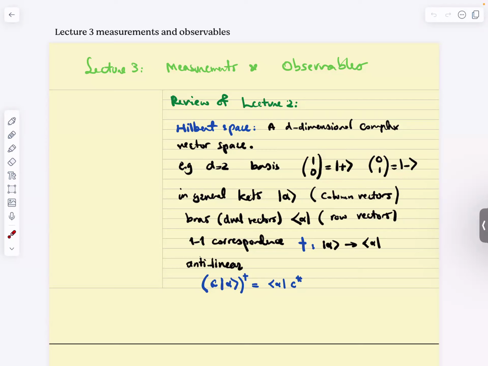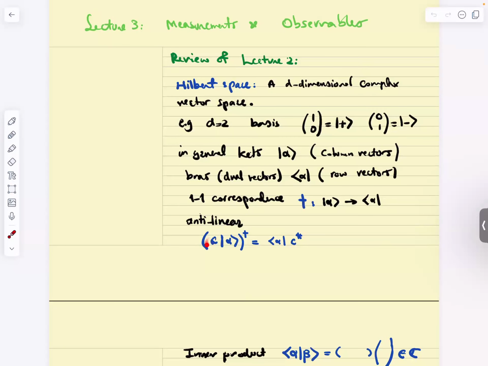So these are column vectors. In general, a general column vector, which is complex, we denote, for example, with ket alpha. Then the bras are the dual vectors. The dual vectors, we denote them this way. They are row vectors, right? There's a one-to-one correspondence between the kets and bras, and that is through the operation dagger. So the operation dagger, we explained that it's a composition of 2 steps. First, you take the transpose, and then element by element, you take complex conjugation.